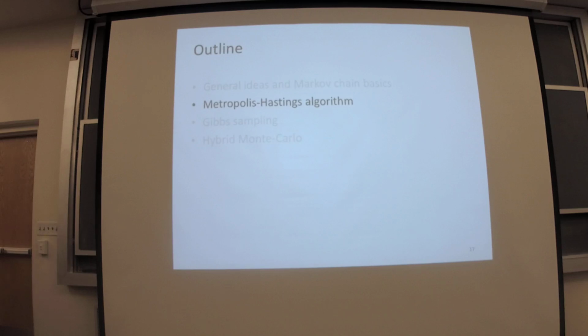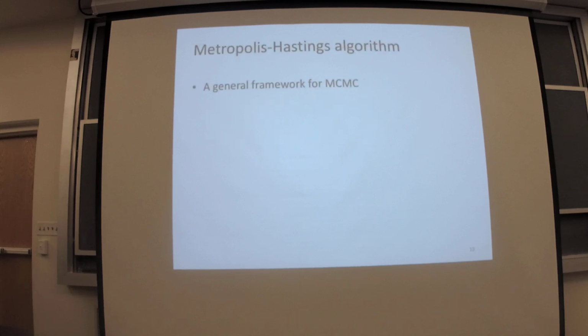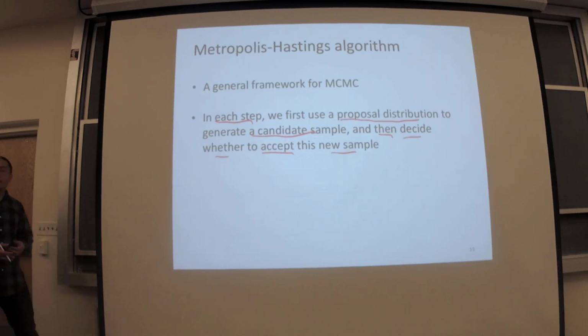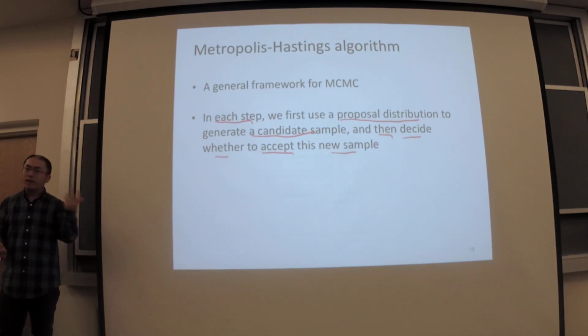Okay, so now we'll introduce the first Markov chain sampling method, the Metropolis-Hastings algorithm. It's a general framework for Markov chain Monte Carlo sampling. So what is Metropolis-Hastings? The idea is as follows. In each step, I use a proposal distribution to generate a candidate sample. And then I introduce some mechanism to decide whether to accept this new sample or not. That's the idea: I use whatever method to generate a sample, and then I test whether I should preserve the sample or just throw it out.